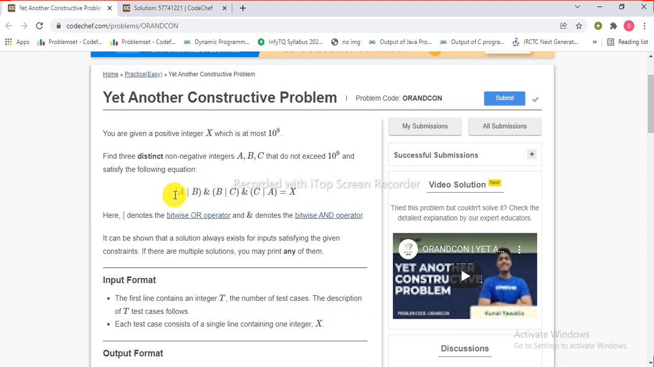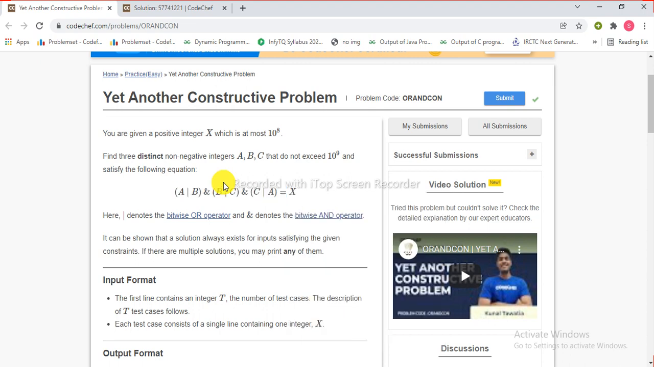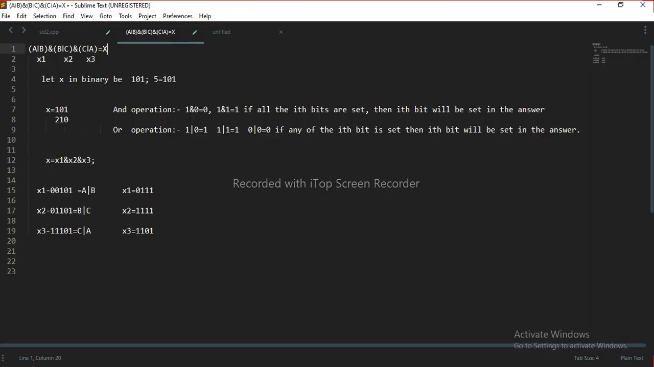they have to satisfy the following equation. So basically we have to find three distinct integers A, B, C, greater than or equal to 0, and they should not exceed 10 raised to power 9, and they have to satisfy this formula. We are also given that there can be multiple solutions. You can print any of them. So let's see what we have to do in this question.